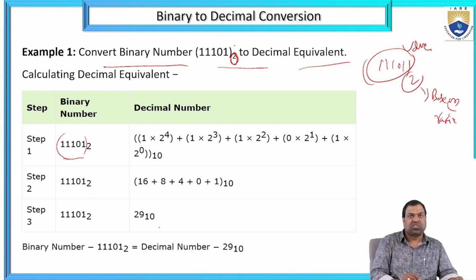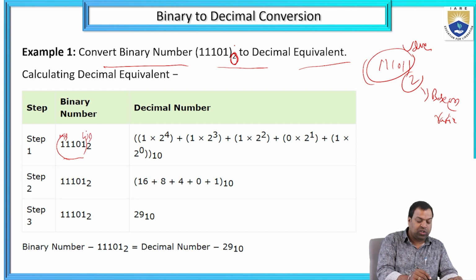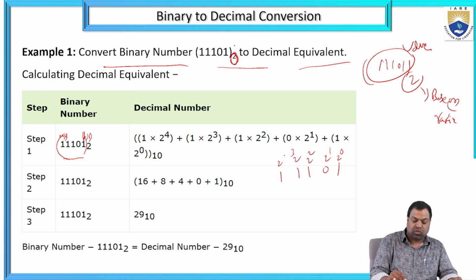What is step 1? Step 1 is taking the values from LSB to MSB. First I have to find out the positions, how many positions are there. For 11101, it is 2 power 0 position, 2 power 1, 2 square, 2 cube, 2 power 4 position. Because the base is 2, I take powers of 2. How many are there? 1, 2, 3, 4, 5 positions.